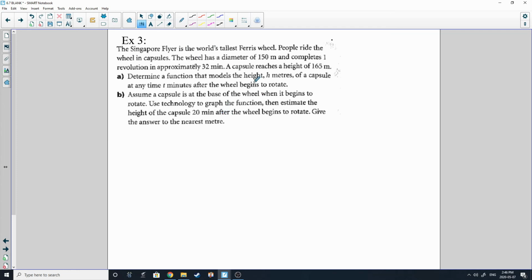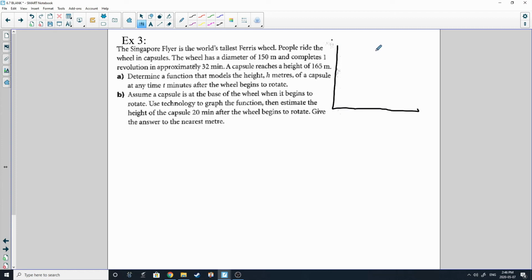Okay, so I'm going to leave the last example. We don't need that many examples. This will be enough. So it's another Ferris wheel question, and they do like those ones. People ride in these capsules, and the wheel has a diameter of 150. Now, I do recommend that you draw yourself a nice little sketch of the actual physical situation here.